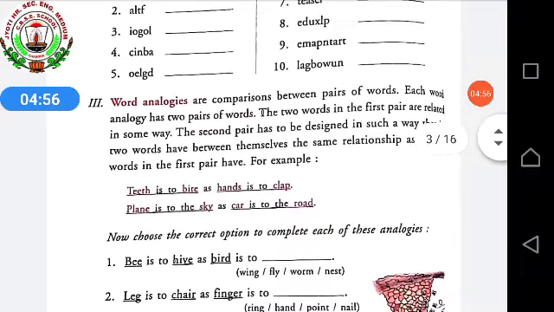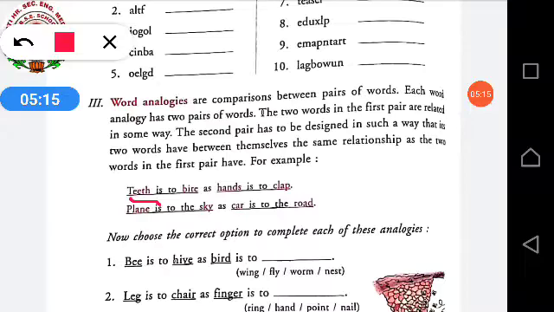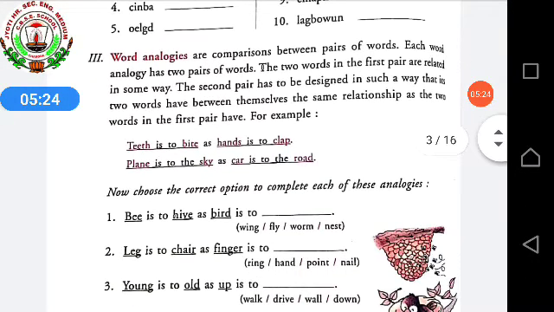Okay. So what you have to do is that the first pair of words will be given to you, and in the same way you have to solve the second pair of words, and that too they should have a relationship in between. Like for example, teeth, what teeth do? Bite. Hands, what hands do? Clap. Okay, so in such a way you have to make.